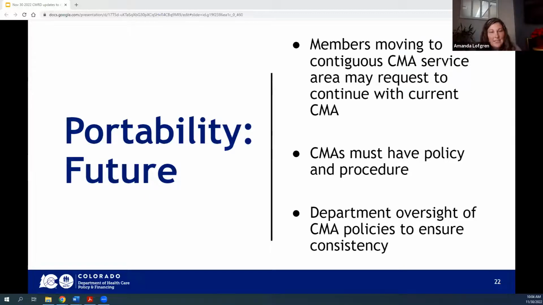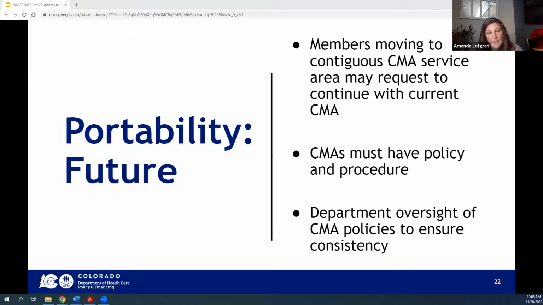The case management agencies will be required, though, to have a policy and a procedure to allow for this, because we want to make sure that across the state, everyone has this in place so that there's some consistency, but we also want to allow for some flexibility at the local level. The department will have oversight and review these policies to make sure that there is that consistency, and just need to make sure that the case management agencies have the appropriate staffing to be able to support the members.